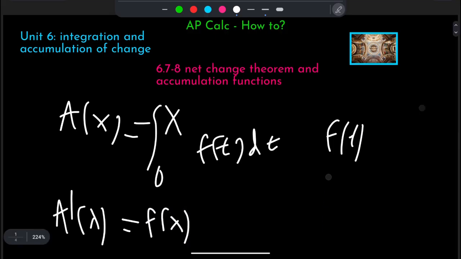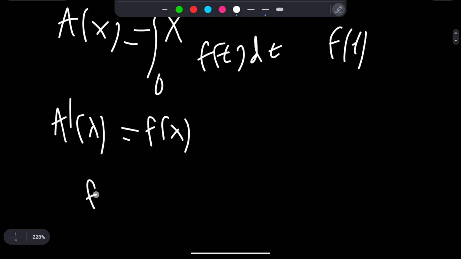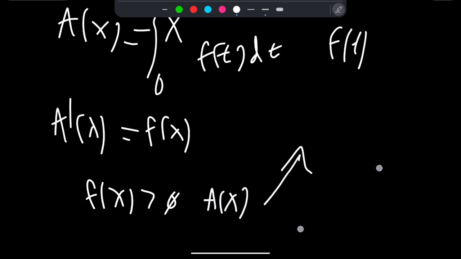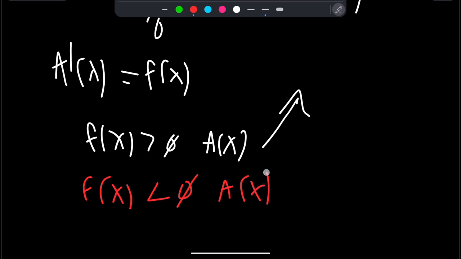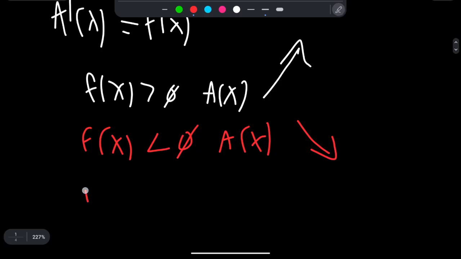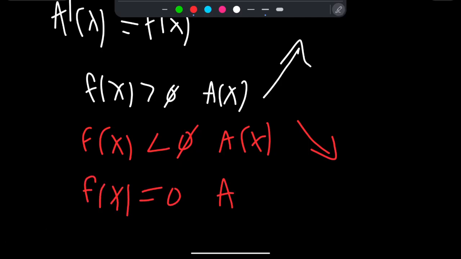So when f of x is greater than 0, A of x increases. When f of x is less than 0, A of x decreases. And when f of x equals 0, A of x has a horizontal tangent. Understanding this connection is essential for graph-based questions in your AP exam.